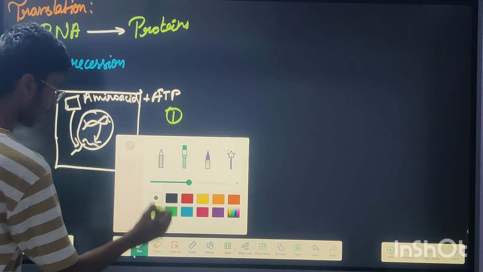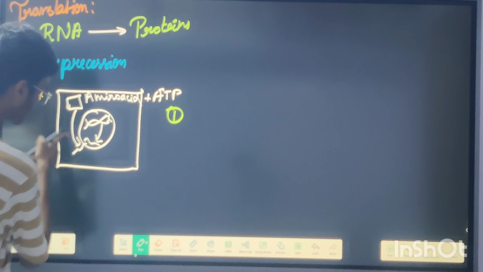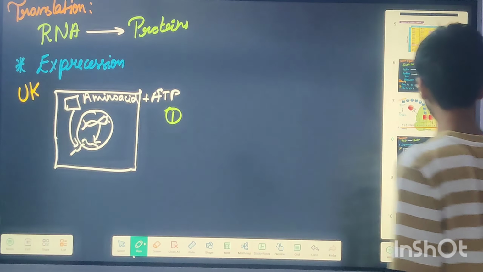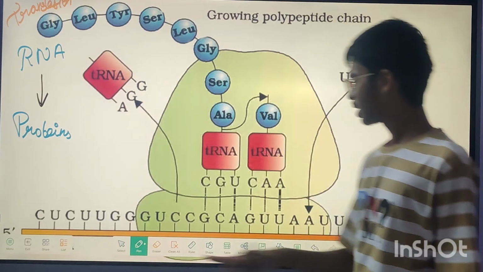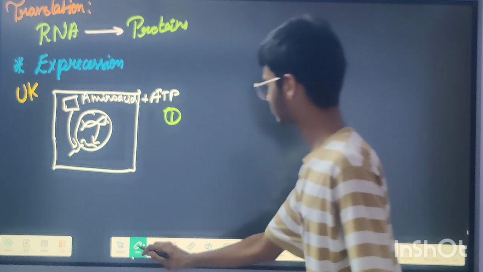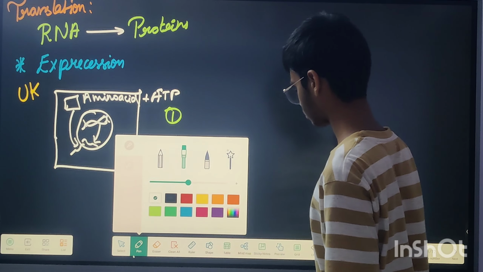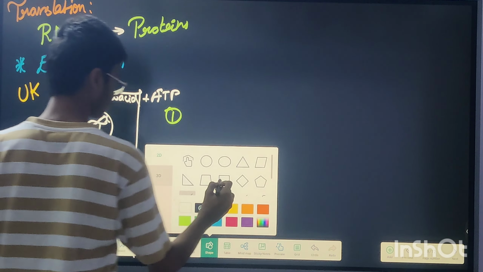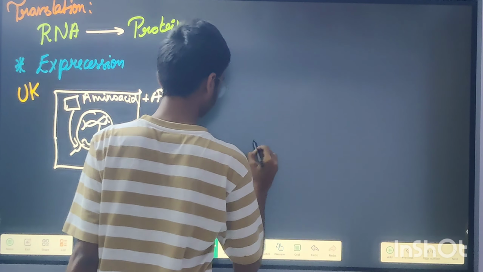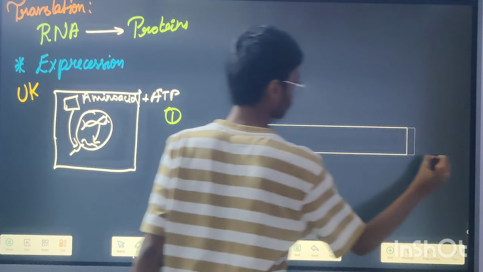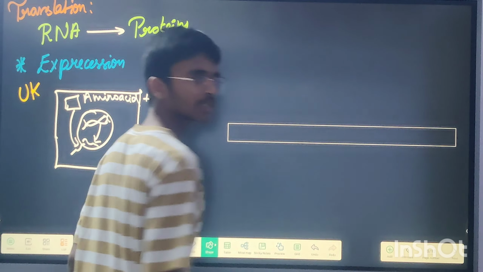What you have to do is consider this is going to reach this RNA. I will try to write as much as possible over here, but that's not possible. Imagine this as the RNA.